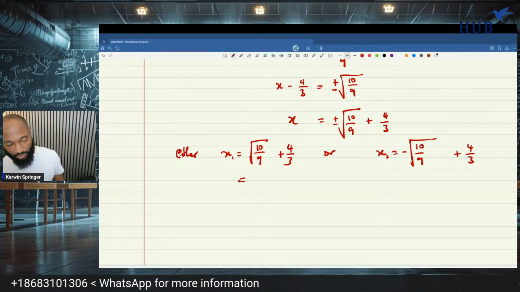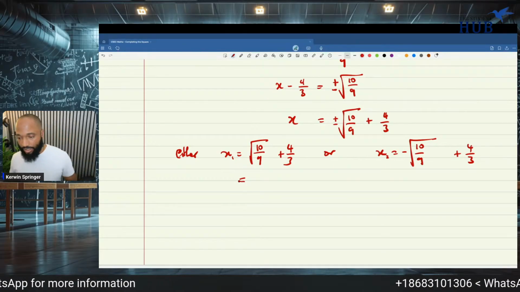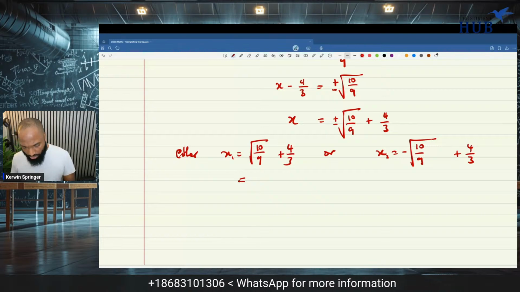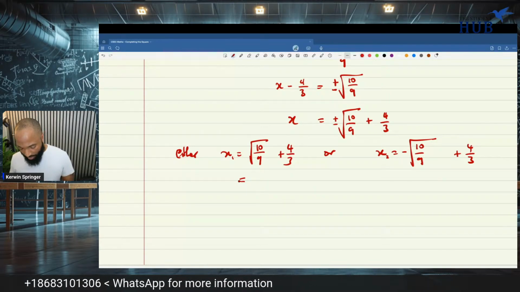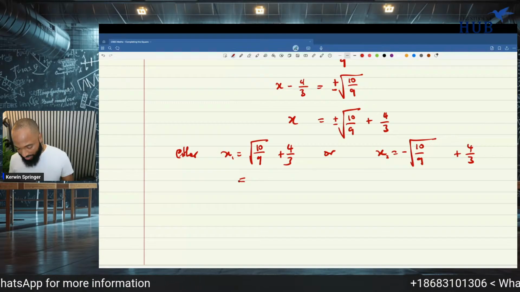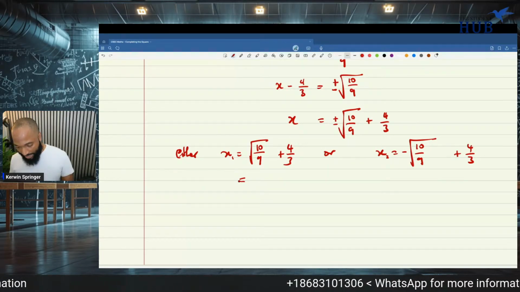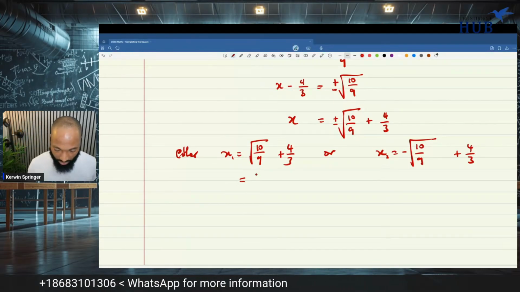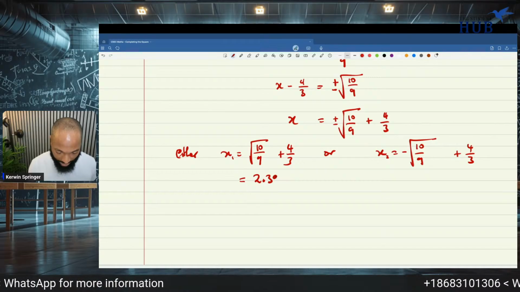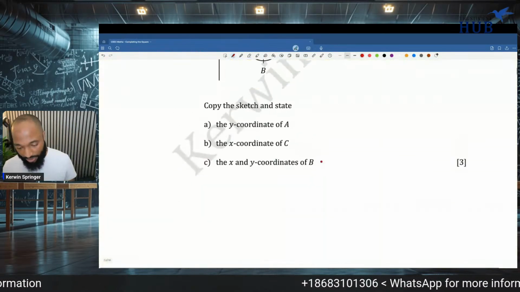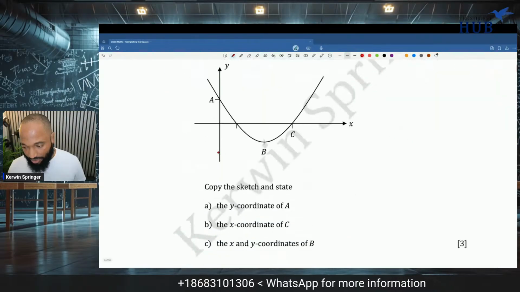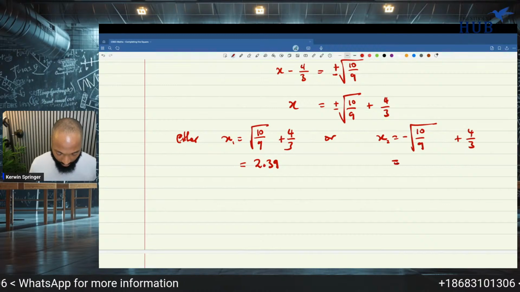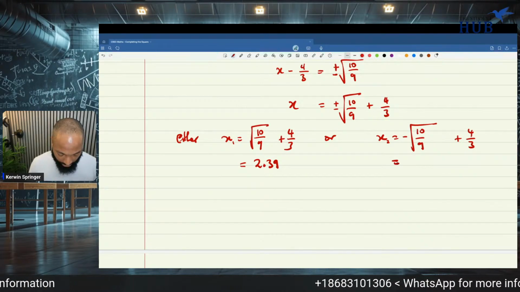So let's go. What values are you getting? The positive square root of 10 over 9 is like 1.05. And we want to add that with 4 over 3. And you would get 2.39. And I think they suggested a number of decimal places, correct to 2 decimal places. Anybody got that for the first one? 2.39? Yes or no?